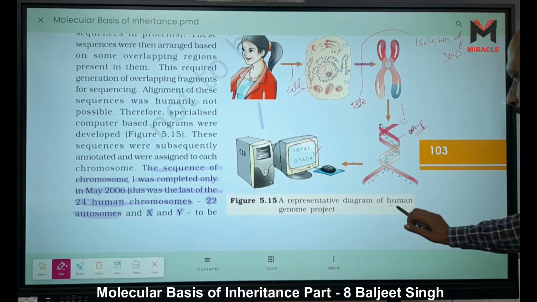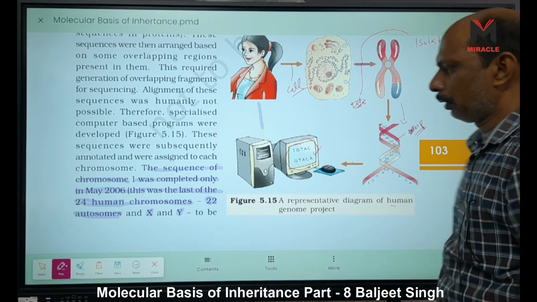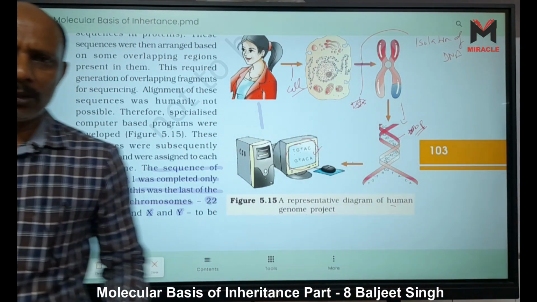A representative diagram of the human genome project. How could we understand this? By using a computer. Without a computer, it is not possible. Okay.